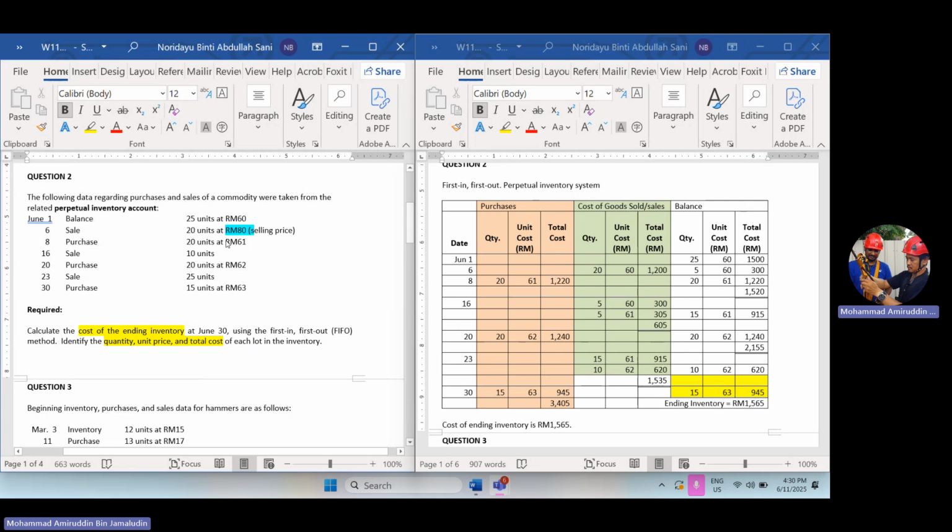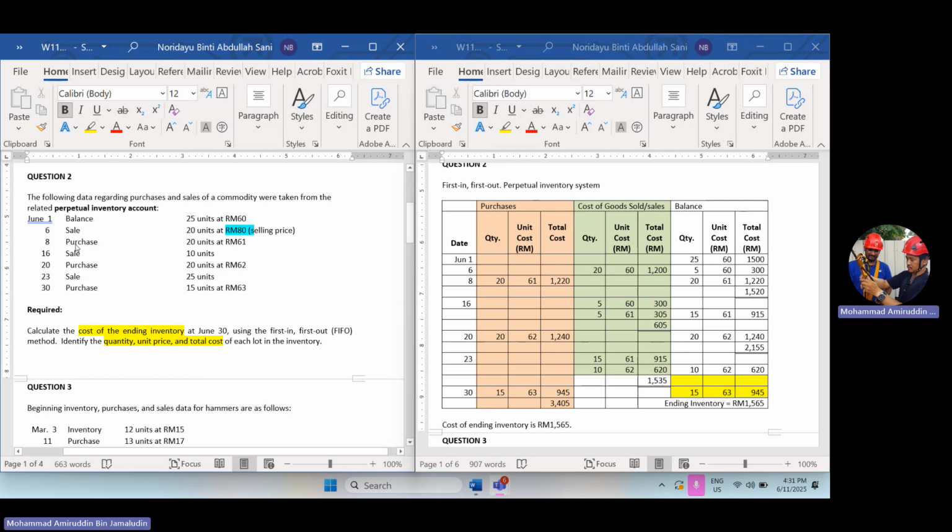Okay, in your question, who has the question in front of you? Thank you. In your question, you don't have this, right? I just wrote 20 units, something like this, 10 units. You don't have the RM, the value, the amount. Okay, let's say in exam, I give you the amount. Let's say I put there 20 units at 80 ringgit, 10 units at 70 ringgit, 25 units at 60 ringgit. Here, 25 units at 60, meaning this is the opening balance.